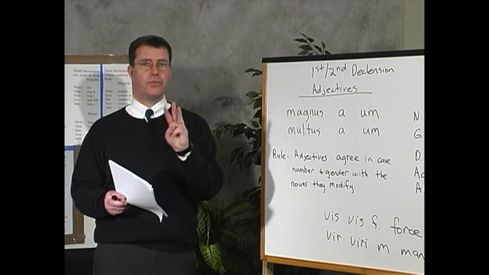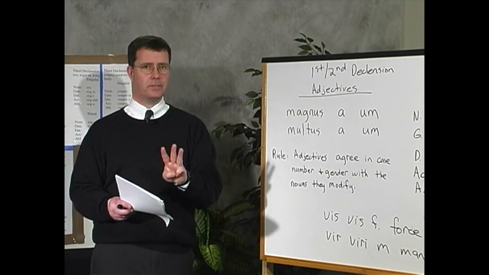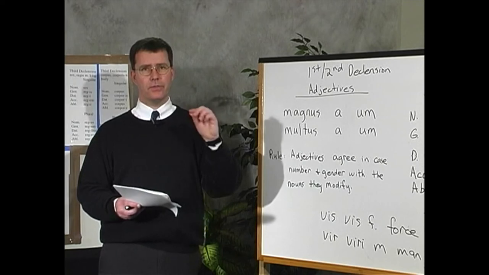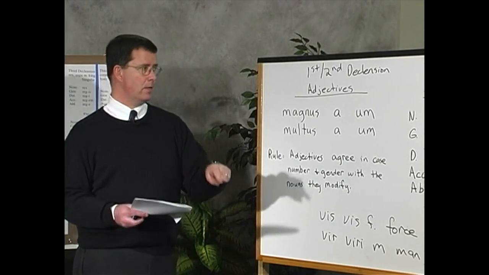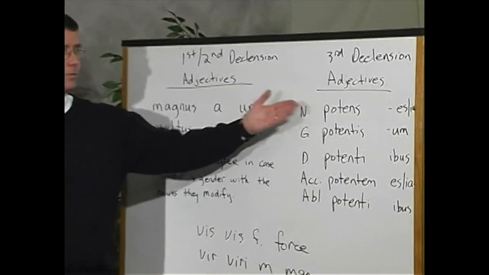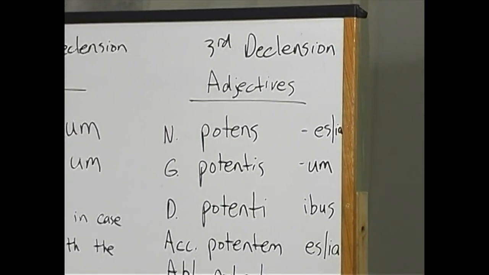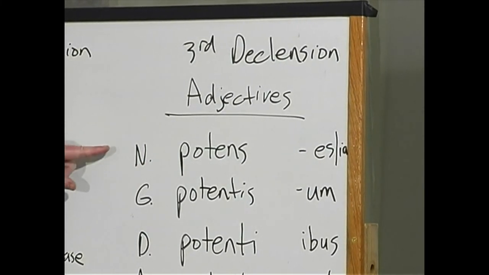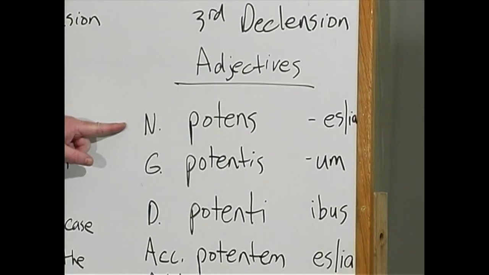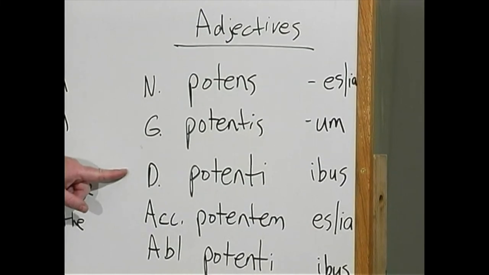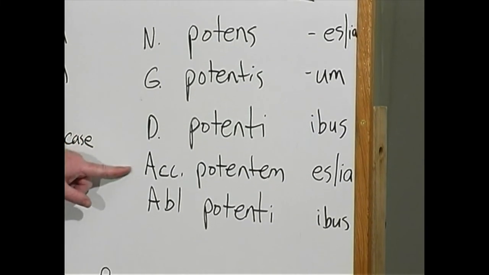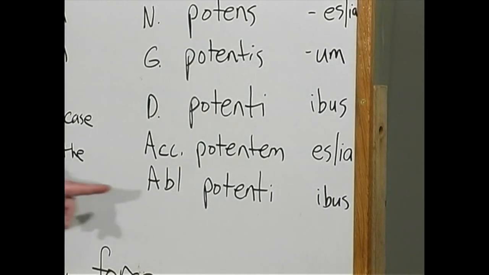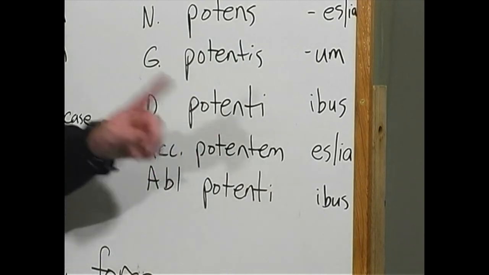And then there are third declension adjectives. They are also declined, but they are declined like third declension nouns. An example of a third declension adjective would be potens, powerful. It's a Latin word for powerful. In the nominative, potens. In the genitive, potentis. In the dative, potenti. Accusative, potentem. Ablative, potenti. There's a change here. The ablative becomes potenti instead of potente.